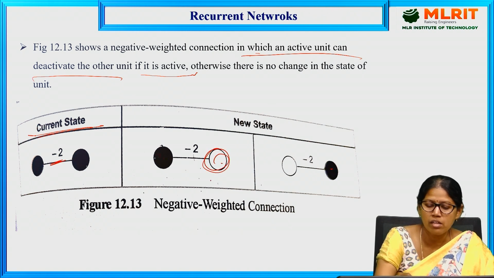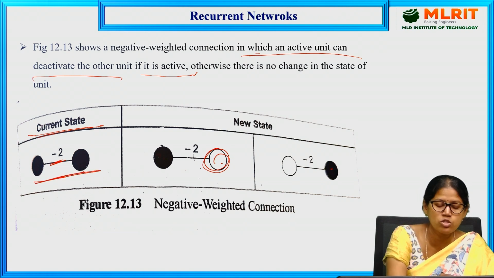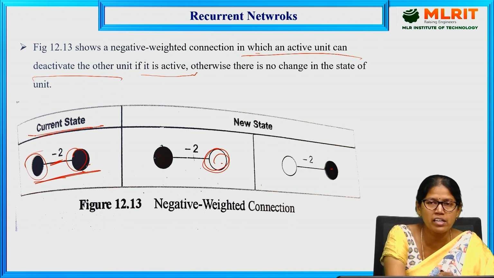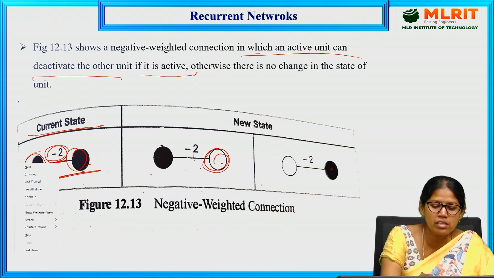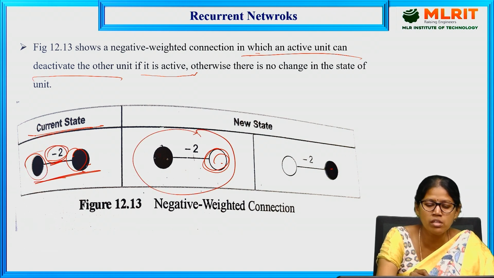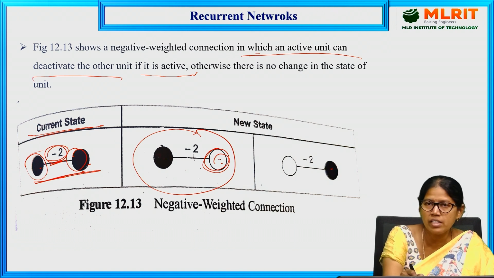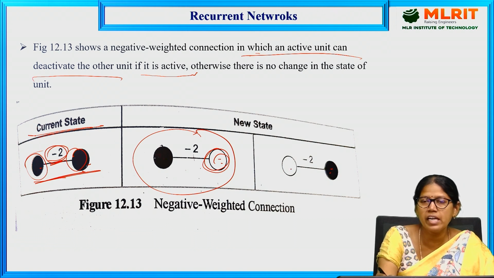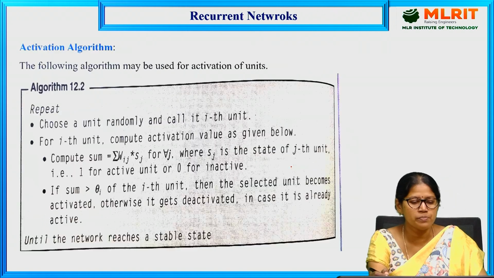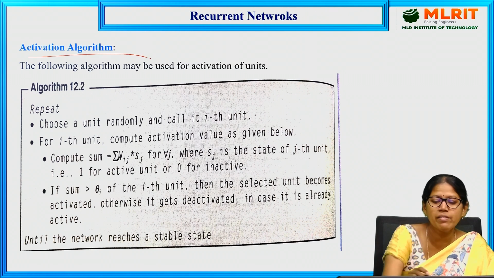Otherwise, there are 2 possibilities in this situation, because the 2 units are in the active state, but here the value is -2. Either this one can deactivate the other unit, or the other can deactivate this one. Let's see the activation algorithm.